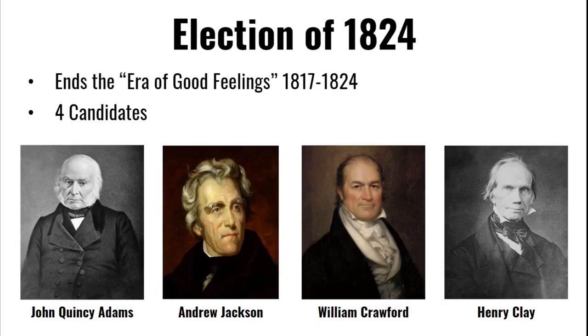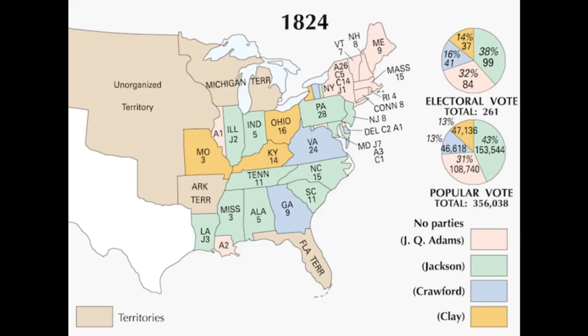William Crawford and Henry Clay are sort of third wheels in this election. William Crawford was James Monroe's Secretary of the Treasury, and Henry Clay was in the House of Representatives for Kentucky, and in fact, he was the Speaker of the House. The election is largely split between the four different candidates.